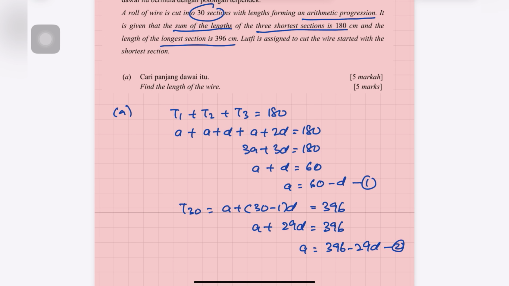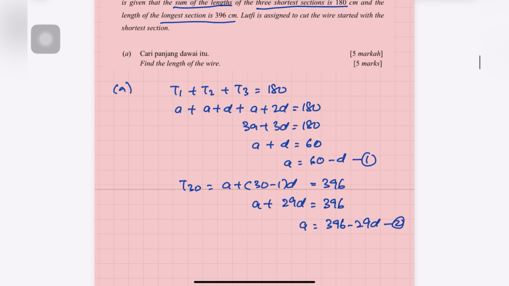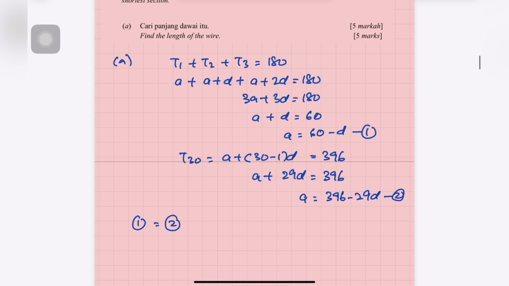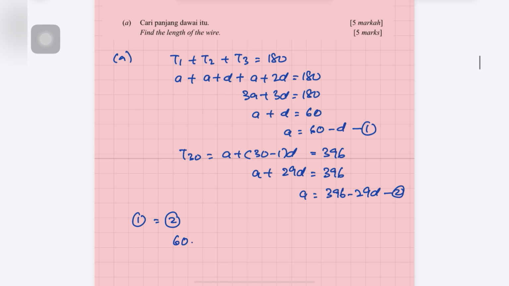Okay, so kita dah ada two equations. So kita boleh solve simultaneously. Okay, so equation 1 equals to equation 2. So you all dapat 60 minus D equals to 396 minus 29D.